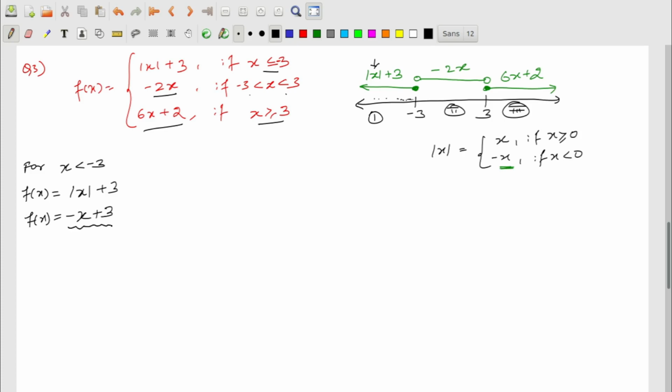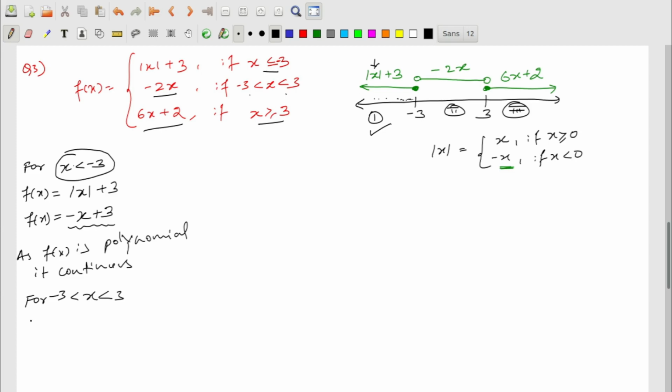And what is minus x plus 3? It is a polynomial expression. So f of x is continuous for all x less than minus 3, as f of x is a polynomial. It is continuous for this range, that is x less than minus 3. Now we are done with the first region. Second region, that is for x less than 3 and greater than minus 3, f of x is minus 2x. Again, minus 2x is a polynomial, so it is continuous. You write the same here.